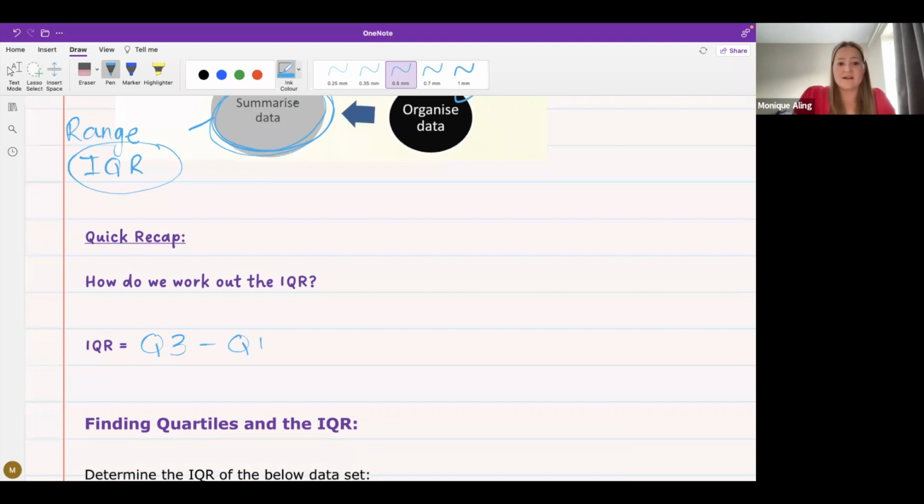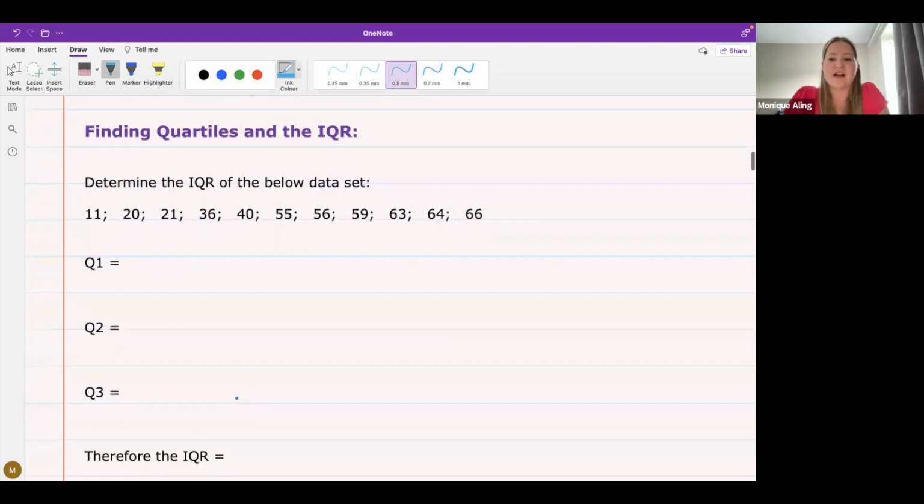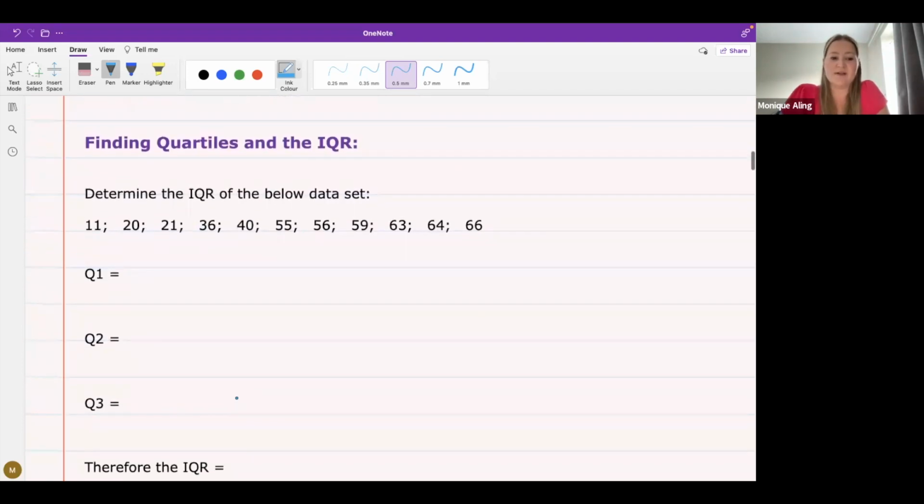So it's a type of range that we're working out. Remember, range is our highest value minus our lowest value. So in terms of quartiles, quartile 3 is our highest quartile minus our lowest quartile. Okay, so the whole aspect of range still applies with interquartile range. All right, so let's remind ourselves quickly on how do we find quartiles. So the question asks, determine the IQR of the below data set.